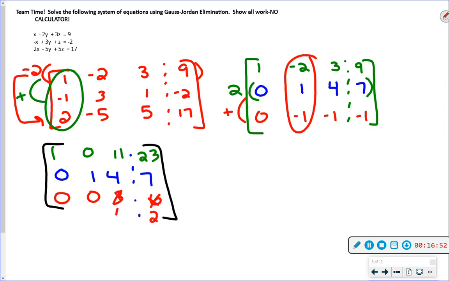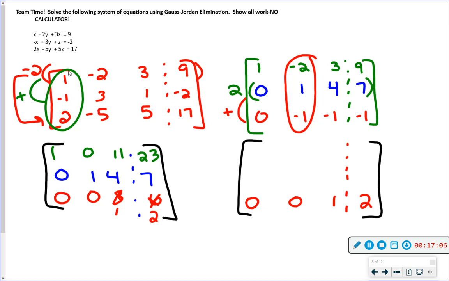Okay, final calculations. Remember when you thought Gauss-Jordan was so hard and now we're like pros at it? It's no big deal. All right, we're going to change the 4 and then we're going to do the 11. Let's do the 4 first. To get rid of 4, we need a negative 4. So we're using the red numbers.